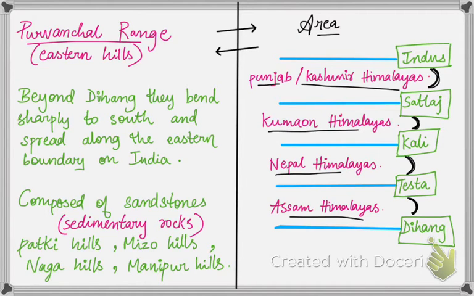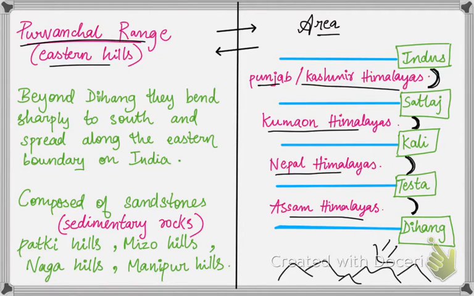Now here you have one more important range to learn, which is known as Purvanchal Range. These are the eastern hills or eastern mountains. Beyond the Dihang River, as we saw, we started to classify the Himalayas from Indus. Then we went to Satluj, Kali, Testa and Dihang.